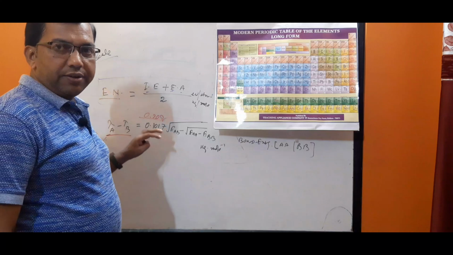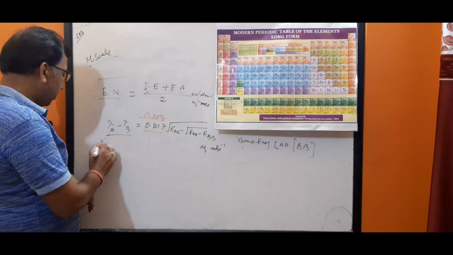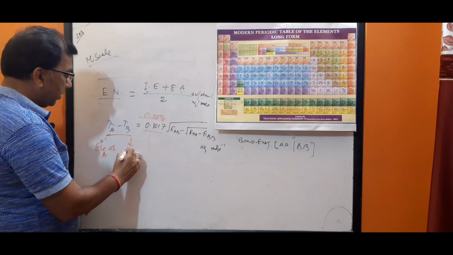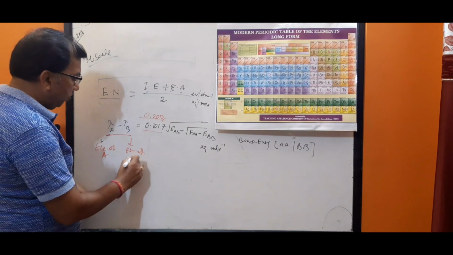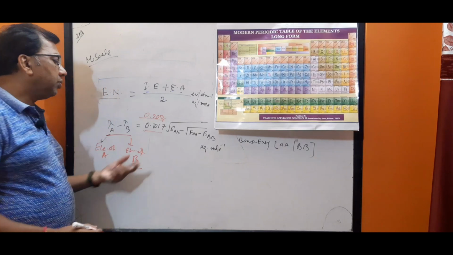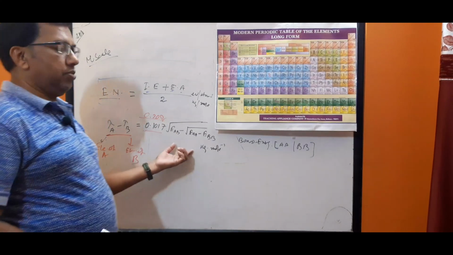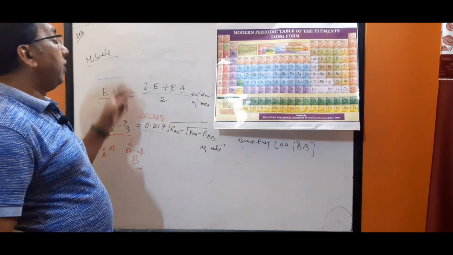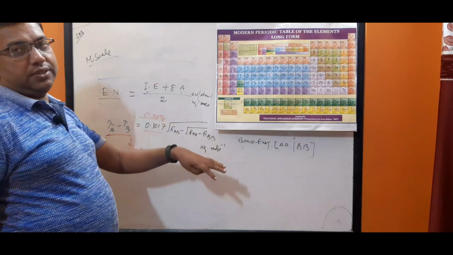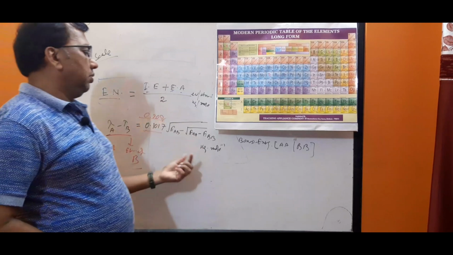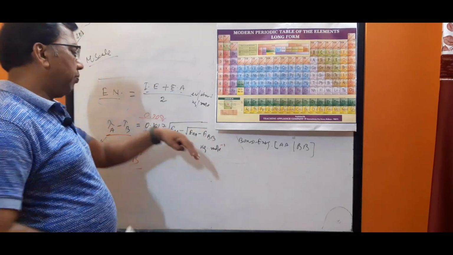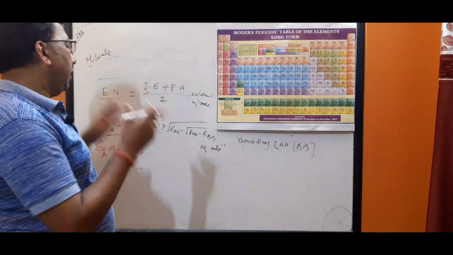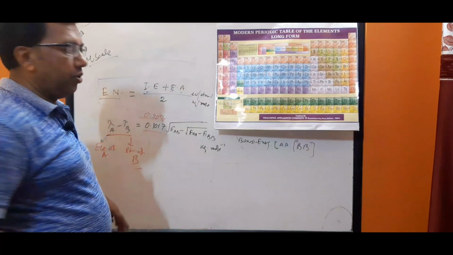This is the electronegativity of A, and this is the electronegativity of B. So this will become the question; problem sums will come. I will do the problem sums in the next video, and I will also discuss many exceptions and important things, including numericals that may come in competitive exams.